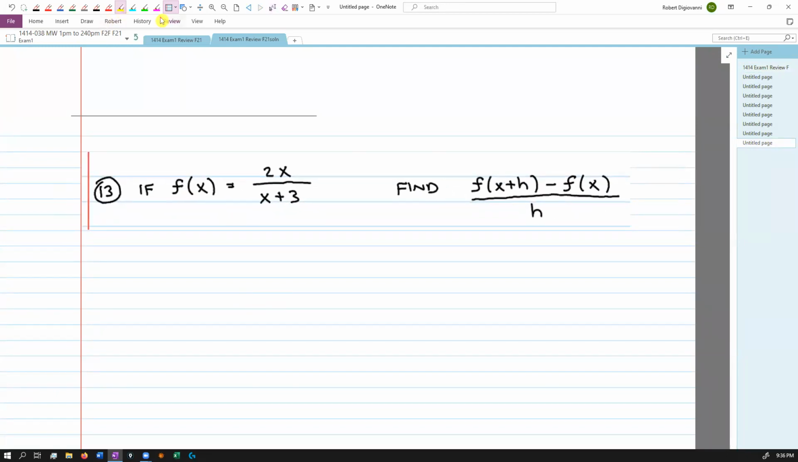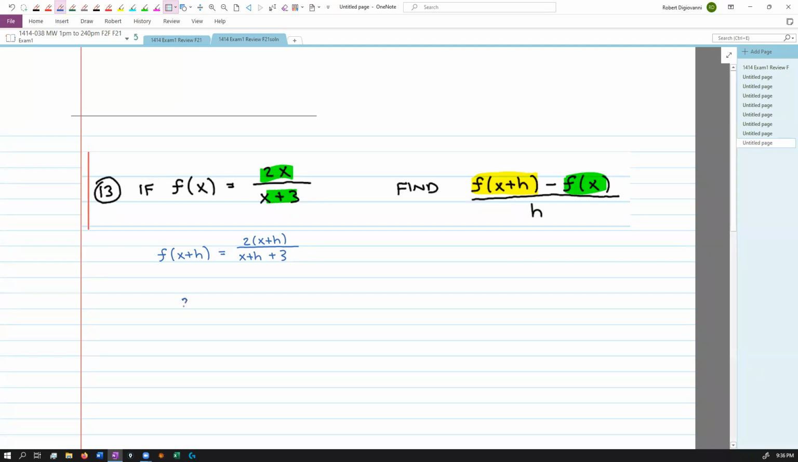All right, so again, most important thing is getting this. So that is f of x plus h. I replaced all the x's with x plus h. 2 and x plus h over x plus h, but then we still have plus 3. All right, that's not so bad. And then we have f of x, which is this original thing, and then all of that over h.